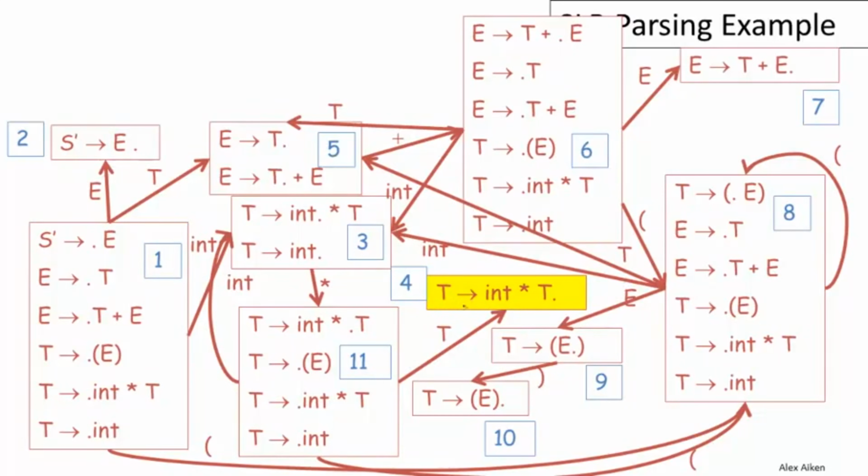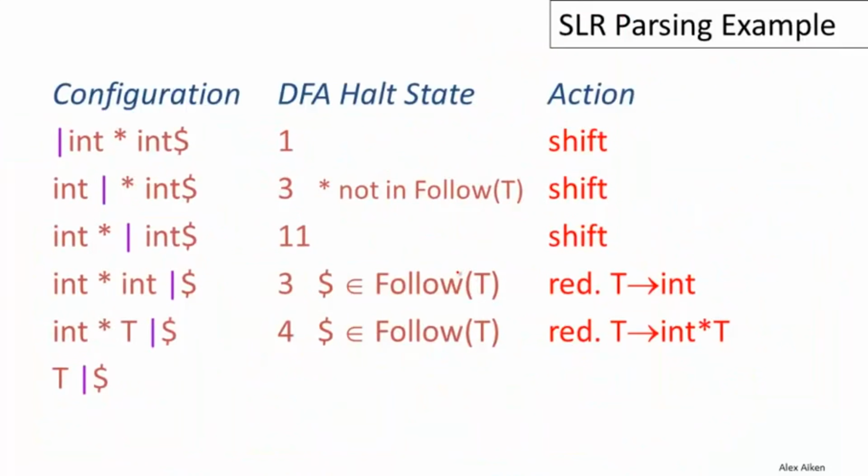We actually replaced some symbols or a symbol on the stack with a new symbol, in this case the non-terminal t, and that caused the DFA to take a different path. Now what does this item in state 4 tell us to do? Well, it says that we can reduce by t goes to int times t if whatever follows in the input is in the follow of t. And once again, $ is in the follow of t. And so we'll do that reduction.